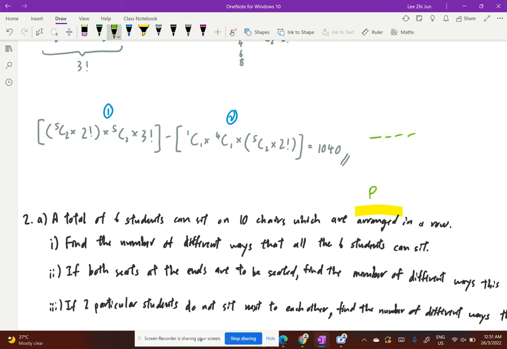So the number of different ways: there are 10 chairs, so six for six students, so 10P6. Not 6P10, with 6P10 you cannot choose anything. So the first will be 10P6. I calculate it.